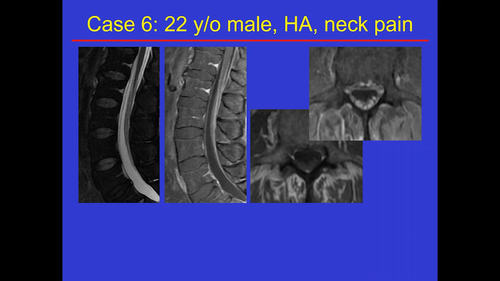This case is a 22-year-old male presenting with headache and neck pain. T2 weighted images, T1 post-contrast images, T1 pre- and post-contrast axial images. Give everybody a second to look at that.